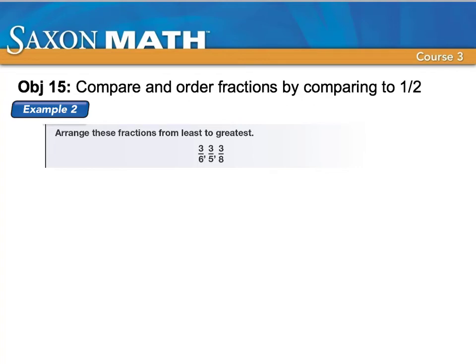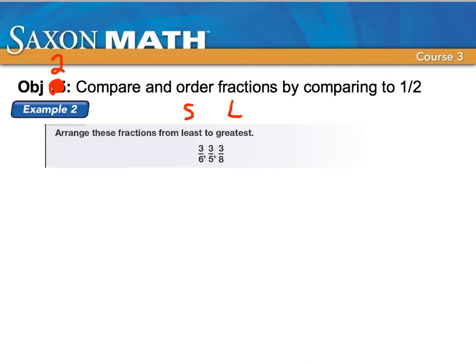Okay, we're here with our second objective now. This should not say objective 15, it should say objective 2. Compare and order fractions by comparing to 1/2. So we want to relate these fractions that we have to 1/2 and try to put them in order. Okay, so it says arrange these fractions from least to greatest. We gotta remember that means smallest to largest.